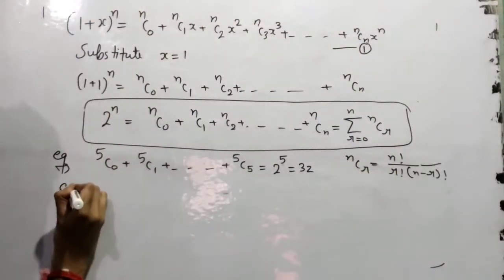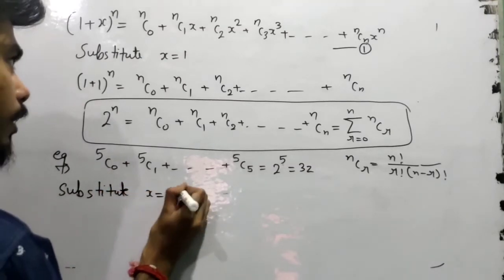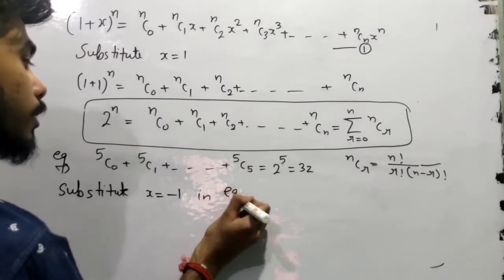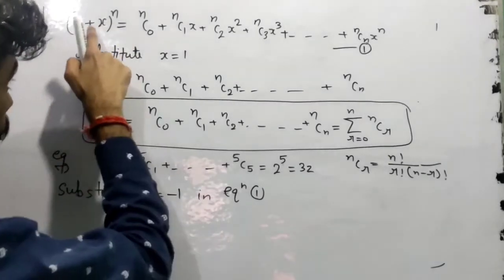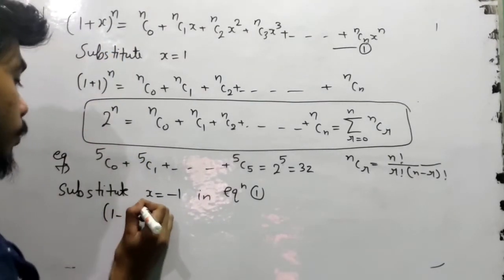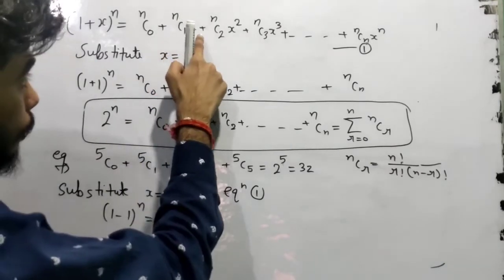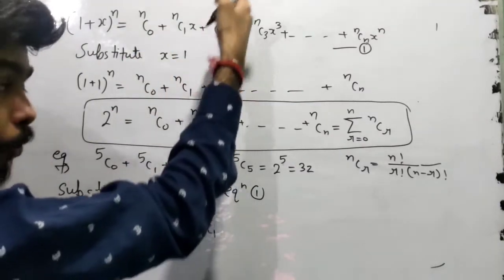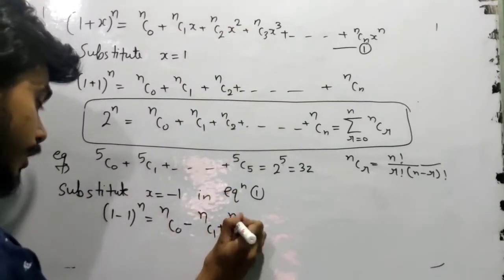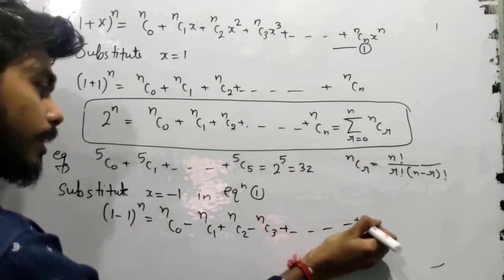Substitute x equals minus 1 in the first equation. So 1 minus 1 becomes 0. When you put x equals minus 1, it becomes (1 minus 1)^n equals nC0, and then minus nC1, because it becomes plus and minus gives minus. Then minus 1 whole squared is plus 1, so it becomes plus nC2. Similarly minus nC3, plus ... up to nCn.